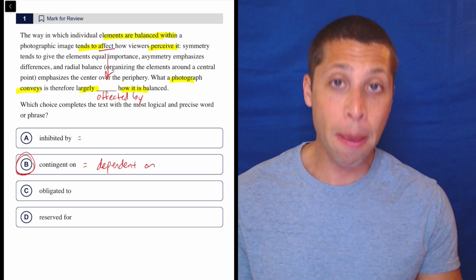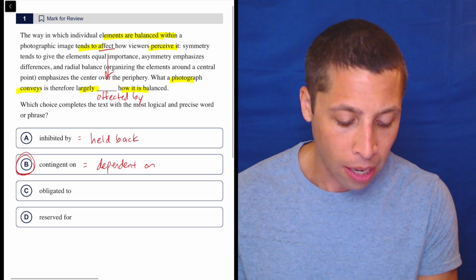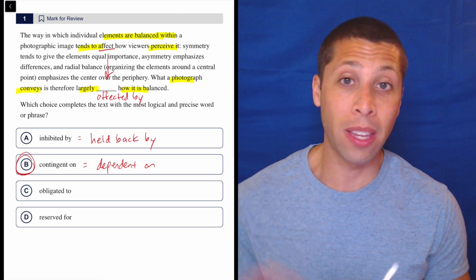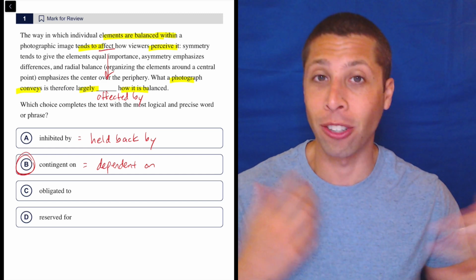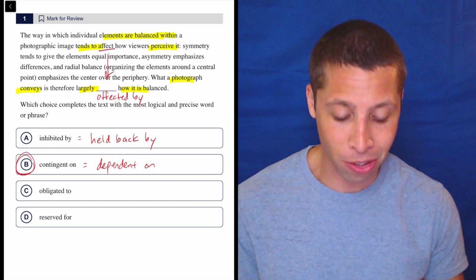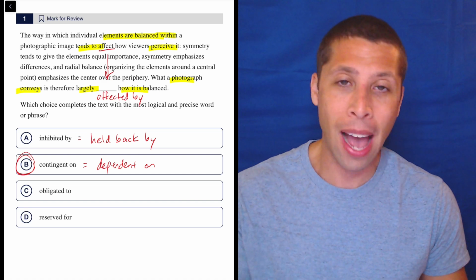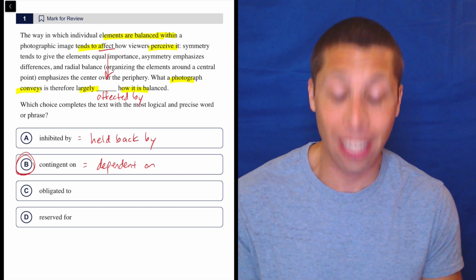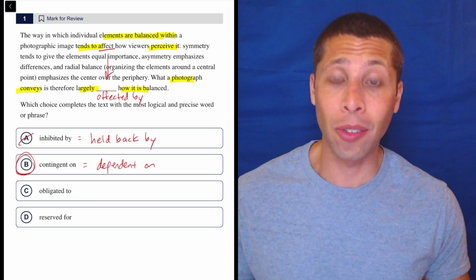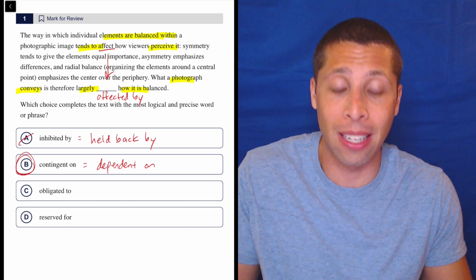If something is inhibited, inhibited means something like held back. We also should be familiar with the opposite of that word, uninhibited. If you're uninhibited, you're not held back. You're just saying whatever's on your mind, right? So it doesn't really make sense here that the photograph is held back by how it is balanced. The whole point is that they work together, not that something is getting in the way of something else. I honestly don't even think that choice makes any remote sense here. I'm stretching it just to make some sense out of it.